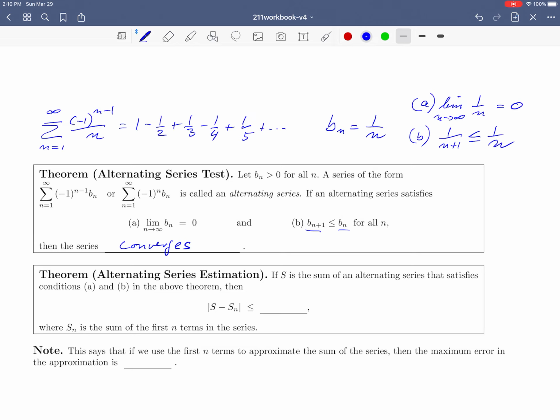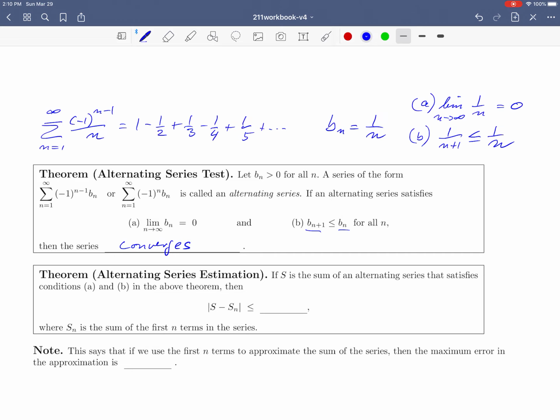And condition B is satisfied. 1 over n plus 1 is less than or equal to 1 over n. So the next term is always smaller than the previous term. And so whenever we have a series that behaves this way, then it converges using the alternating series test.